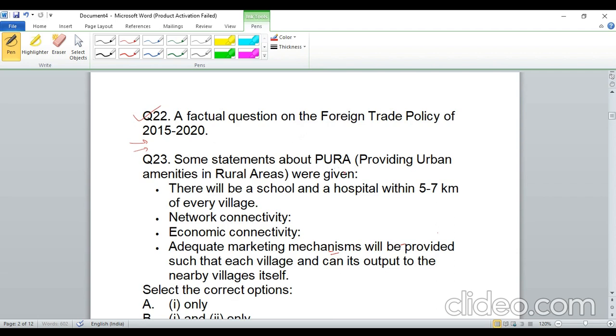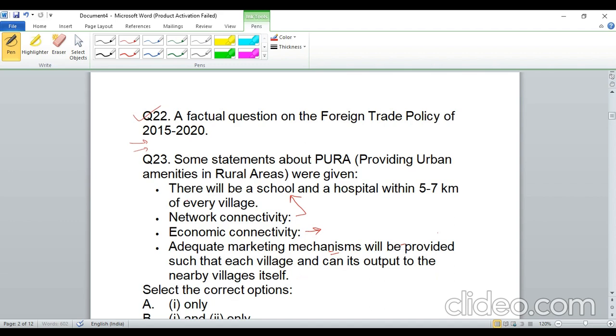Then again, a theoretical question. So some statements about the PURA scheme, that is providing urban amenities in rural areas. So some statements were given regarding this scheme. Again, these statements, I'm really not able to remember them accurately. But what I could remember is there was one statement that there will be a school and a hospital within 5 to 7 kilometers of every village, and then there was something related to network connectivity, and the network connectivity could be this as well. So I'm not sure what was there. And then something was mentioned with respect to economic connectivity. And then the last statement I remember was that adequate marketing mechanisms will be provided such that each village can sell its output to the nearby villages itself. So these were the options.